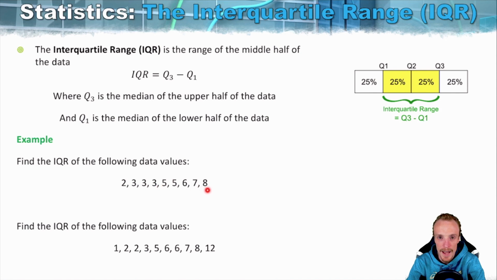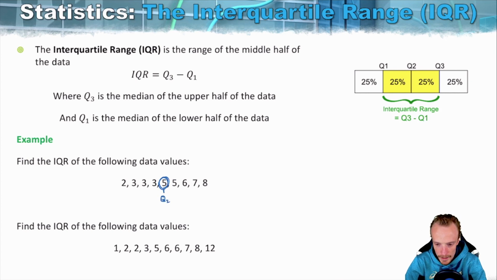So if we add 1 to that, that's going to be 10. Divide by 2, that's going to be 5. We're looking for the 5th data value. So the 5th data value here is going to be that 5 here. So this here is our median, which I'm just going to call Q2 for the moment.